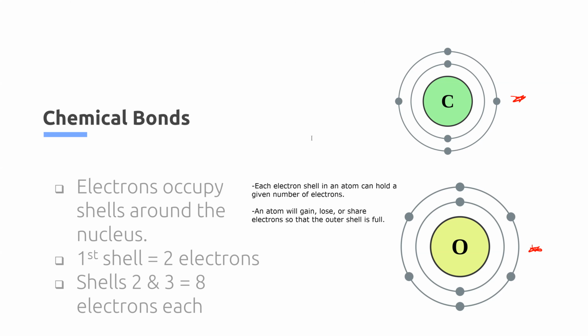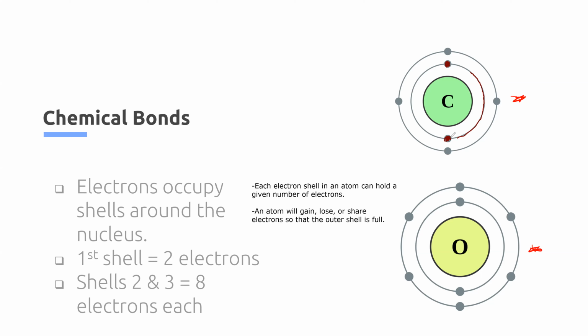So let's look at carbon. The first orbit that you see, I'll draw a line on it so you know where I'm talking about. Okay, this is the first orbit or shell. It can hold two electrons. These are electrons, the little circles. Two electrons total. Then it is full.